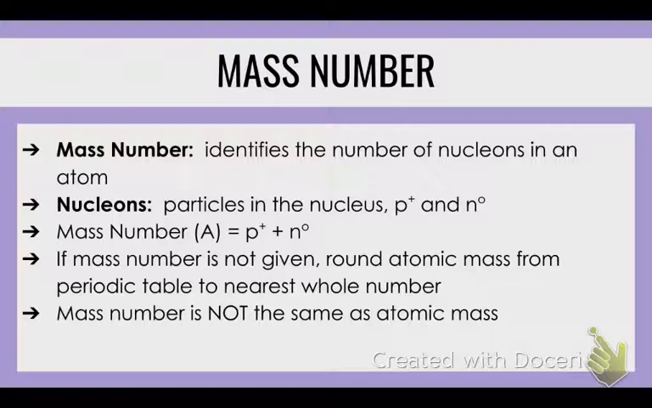If the mass number is not given in the information or problem that you might be looking at, you can round the atomic mass from the periodic table to the nearest whole number, but mass numbers are not the same as atomic mass. Mass numbers are just taking into consideration the protons and the neutrons in a particular isotope of an atom, whereas atomic mass is taking into account all of the isotopes of an atom and taking a weighted average. So mass number and atomic mass are not the same.